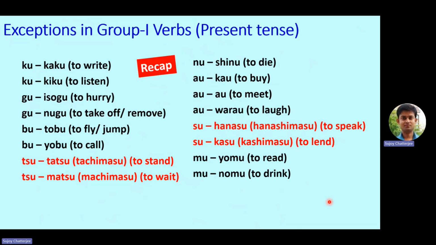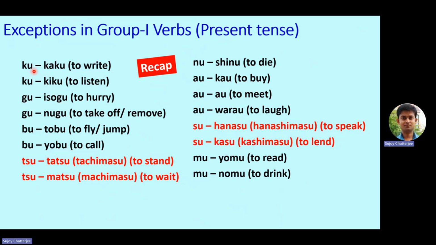So next are some more exceptions in group one verbs. This slide is from the previous lesson, in which we discussed some exceptions in the present tense form. If you remember, we had discussed these sounds, that means the stem verbs which end in these sounds: ku, gu, bu, su, nu, au, su, and mu. Stem verbs that end in these generally have exceptions.